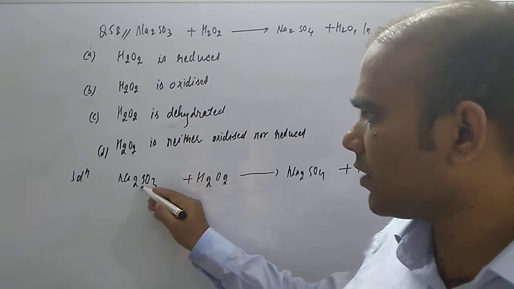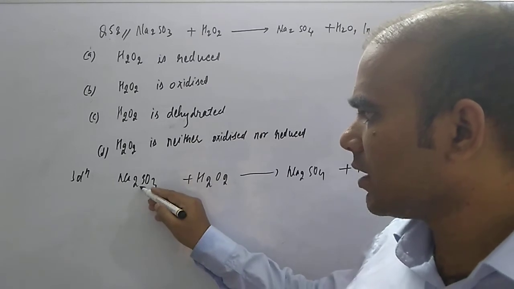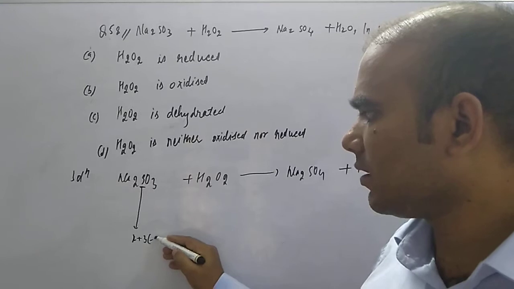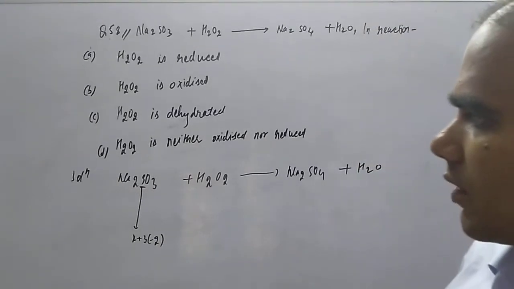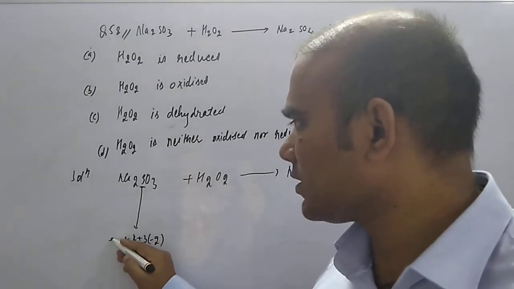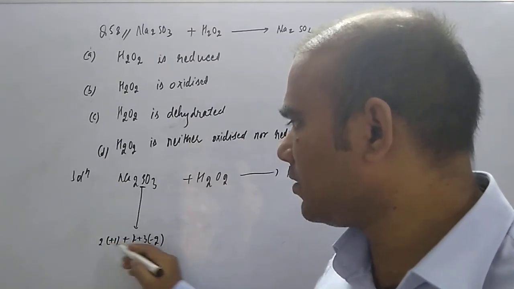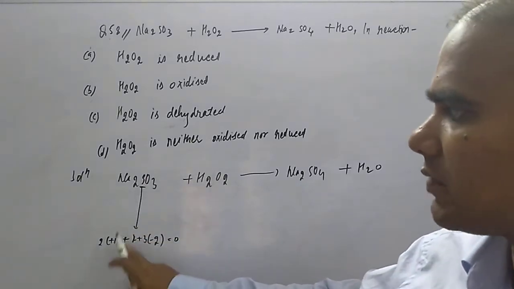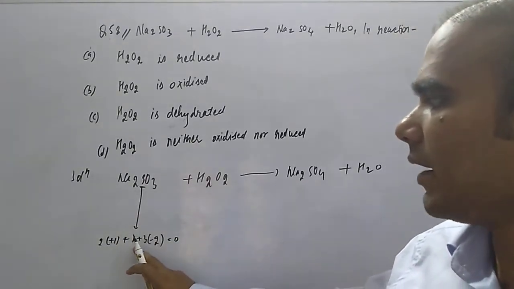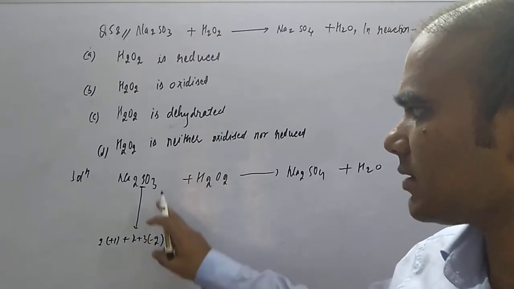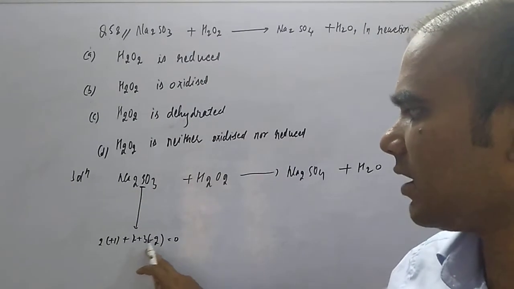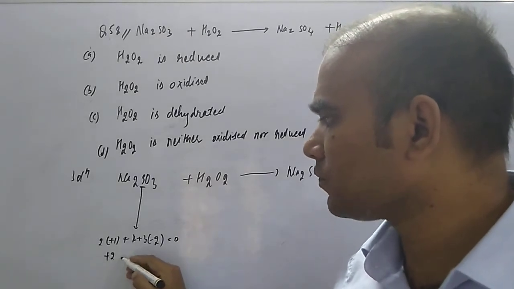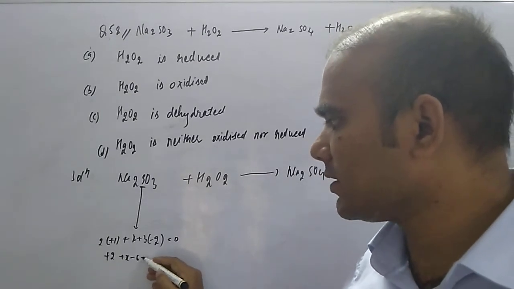So for sulfur, how to check? Consider sulfur to be x, and here 3 oxygens are there, each -2, and sodium is +1, multiplied by 2, equal to 0, because there is no charge. Sodium is +1, 2 sodiums, so multiply by 2, sulfur I already considered as x, oxygen is -2, 3 oxygens multiplied by 3, equal to 0. Simplify it: 2 plus x minus 6 is equal to 0.